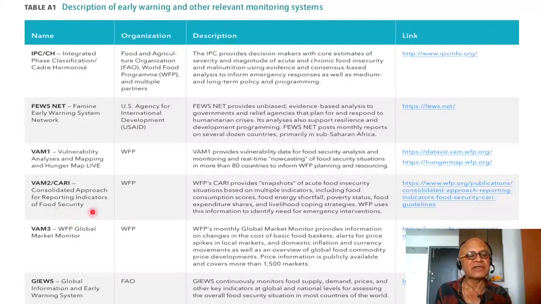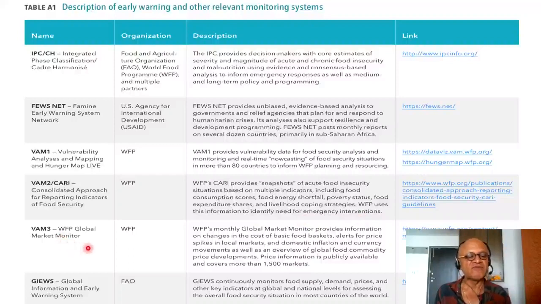VAM 2, CARI, Consolidated Approach for Reporting Indicators of food security, again by WFP. This provides snapshots of acute food insecurity situations based on multiple indicators, including food consumption scores, food energy shortfall, poverty status, food expenditure shares, and livelihood coping strategies. WFP uses this information to identify need for emergency interventions.